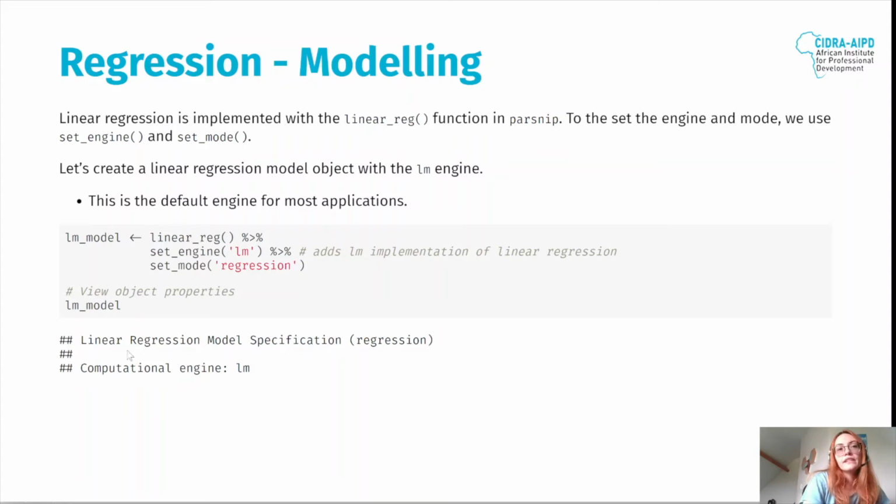So if you run this, if you type this to see the model, you're going to see the properties of the object. You're just going to see that it's a linear regression model. That's what we defined. The specification here is regression. That's the mode here, and it tells you also the computation engine that you chose. That is the lm, base R lm. So when you see the properties, everything is in line with what we defined here as code.